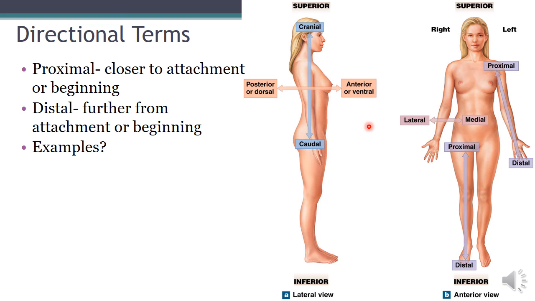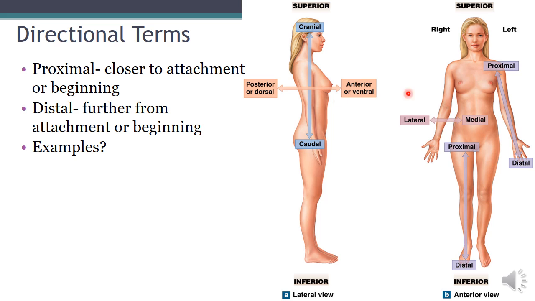So an example for proximal would be to look at the elbow and the wrist. The elbow is proximal to the wrist because your arm attaches to your body at the shoulder. The elbow is closer to that attachment point than the wrist is. So the elbow is proximal. Distal means further from the attachment point or further from the beginning. When you're dealing with limbs, you could say that the wrist is distal to the elbow because the wrist is further from the attachment point, which is the shoulder.